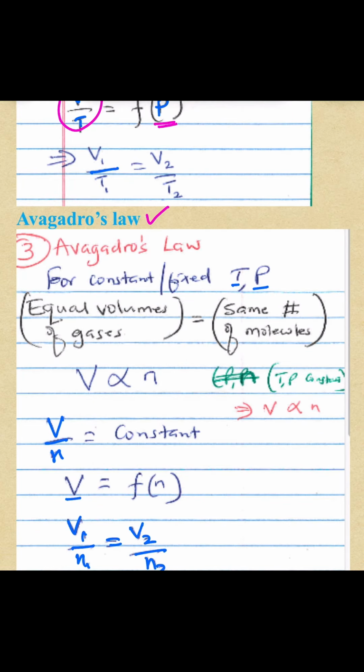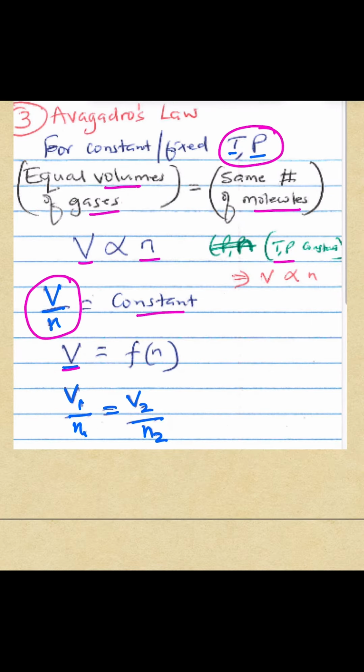Number 3, Avogadro's law. Avogadro's law deals with fixed temperature and pressure, so constant temperature and pressure, then equal volumes of gases have the same number of molecules. So in other words, volume is directly proportional to the number of moles when temperature and pressure are held constant. So volume divided by the number of moles equals a constant, and therefore volume is a function of the number of moles. And from this equation, Avogadro's law, we find that V1 over n1 equals V2 over n2.